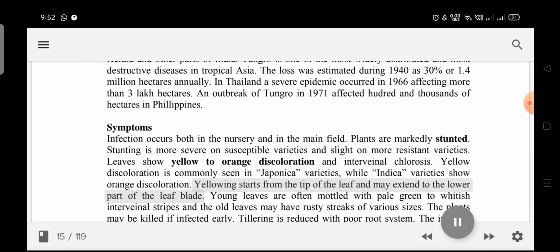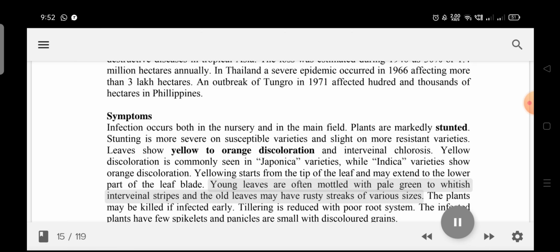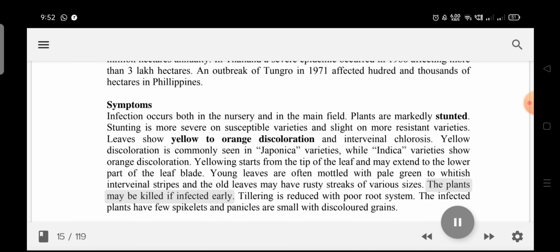Yellowing starts from the tip of the leaf and may extend to the lower part of the leaf blade. Young leaves are often mottled with pale green to whitish interveinal stripes, and the old leaves may have rusty streaks of various sizes. The plants may be killed if infected early. Tillering is reduced with poor root system. The infected plants have few spikelets and panicles are small with discolored grains.